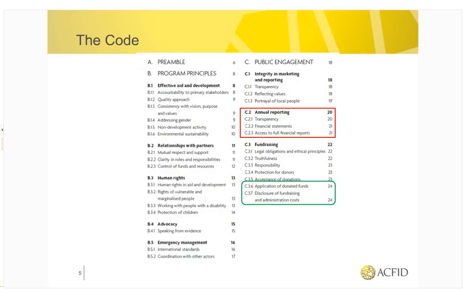So look under the Use the Code tab. There's a public engagement section, and that's the bit you'd click on. Then to get into annual reporting, under that you'll find a C2 section which covers annual reporting, and that really covers the basic or minimum requirements of what's to be included in the annual report.